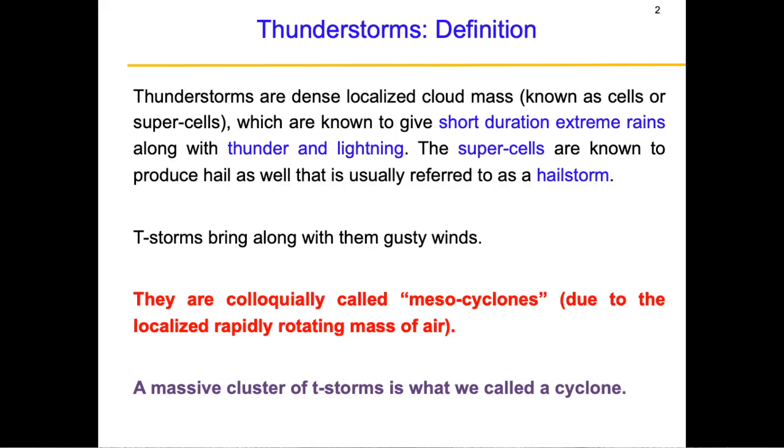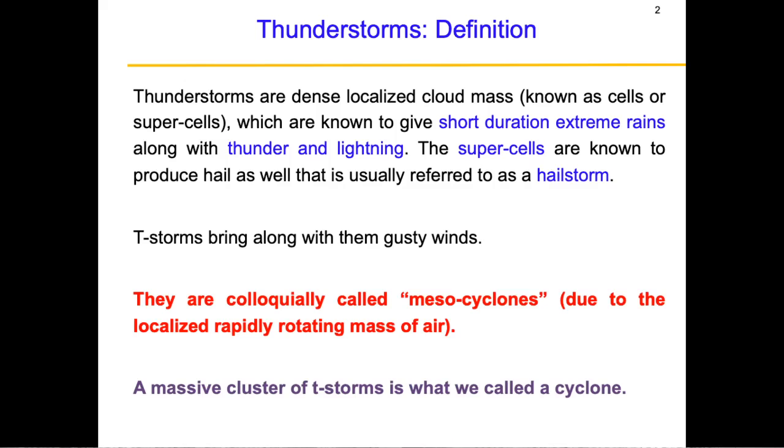The reason we call them mesocyclones is because they are a very localized, rapidly rotating mass of air, whereas a cyclone is a much more synoptic scale system which goes all the way to 500 or thousands of kilometers wide, whereas a mesocyclone extends up to 20, 30, or maximum 50 kilometers. So that is why these are also known as mesocyclones, because they have a very similar imprint to that of a cyclone, being highly localized rotating masses of air.